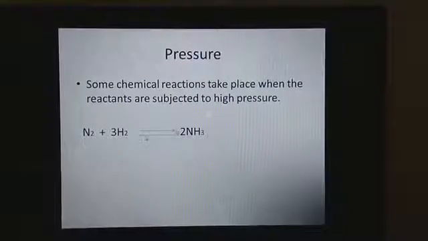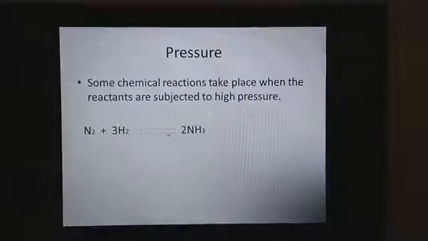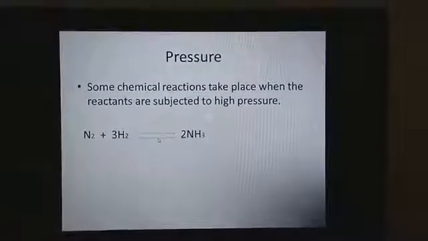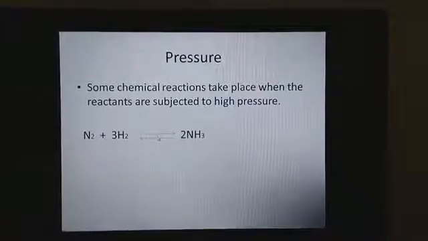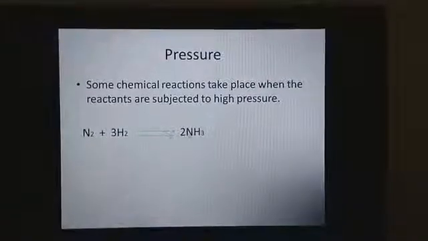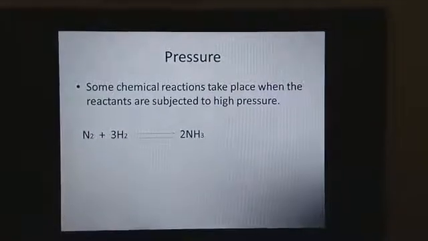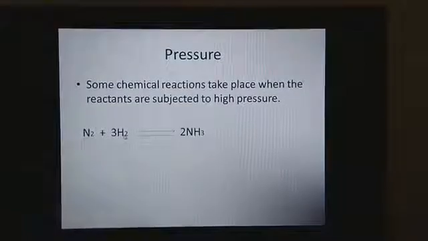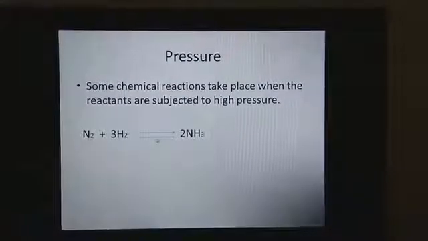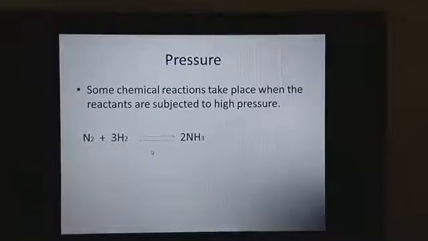There should be a half arrow. You can see I have mentioned a double arrow here, and in your textbook you can see the half arrow mentioned. It's a reversible process, means ammonia can dissociate into nitrogen and hydrogen. That's why the double arrow has been mentioned here.